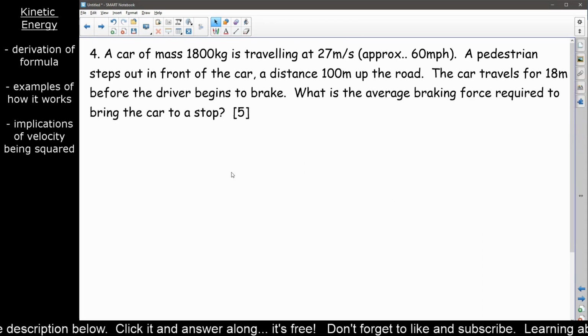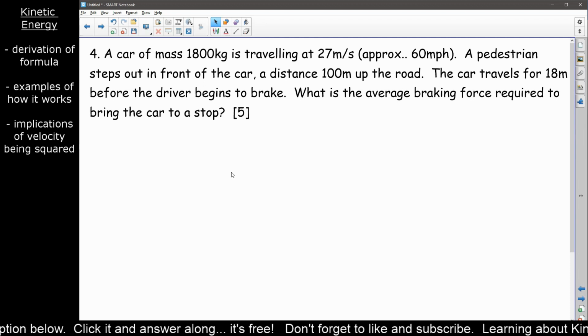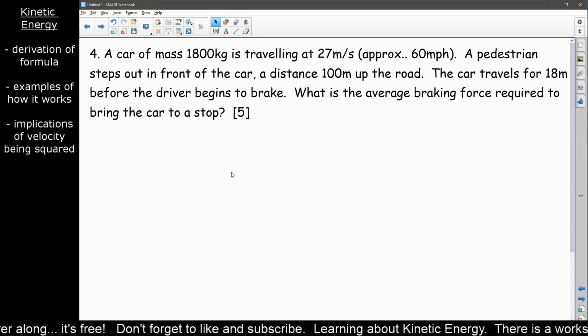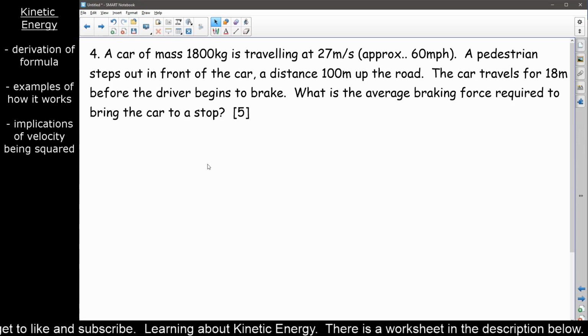Okay, so question 4 then, the big question, 5 marks here. A car of mass 1,800 kilograms is travelling at 27 meters per second, that's approximately 60 miles per hour. A pedestrian steps out in front of the car a distance of 100 meters up the road. The car travels for 18 meters before the driver begins to brake. What is the average braking force required to bring the car to a stop?